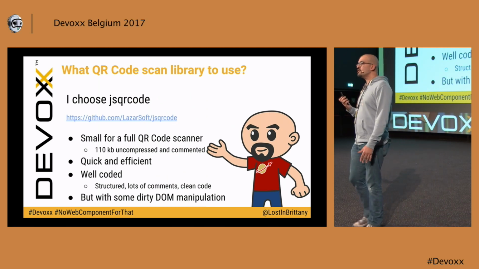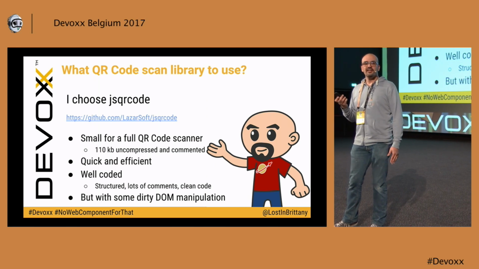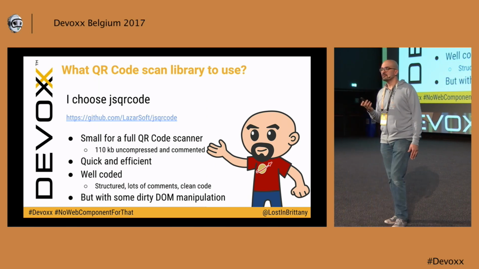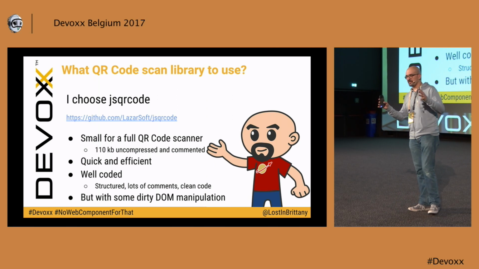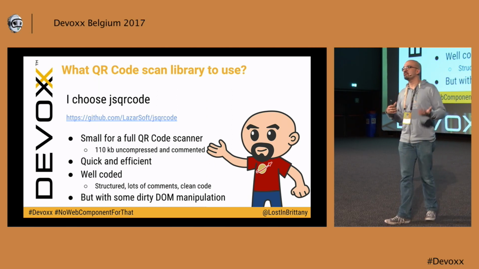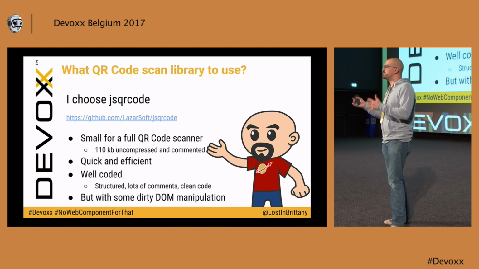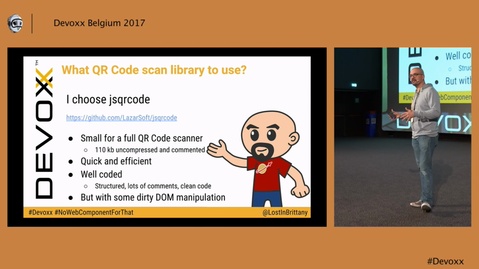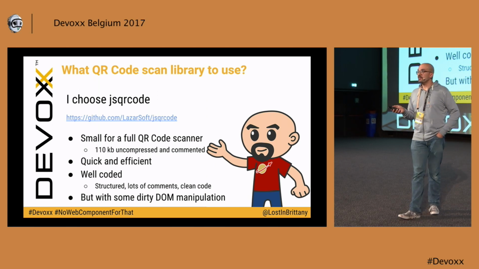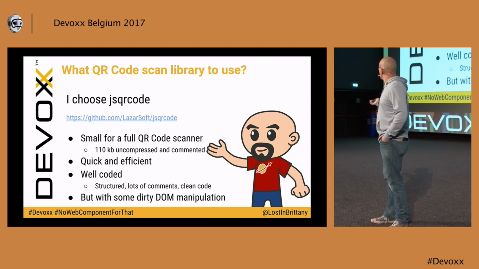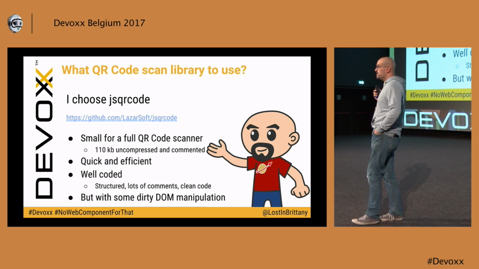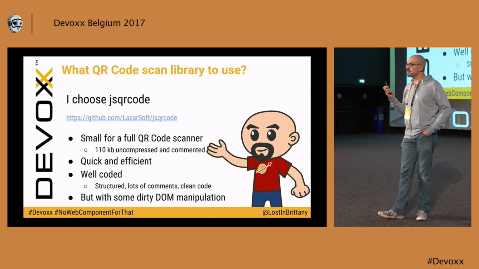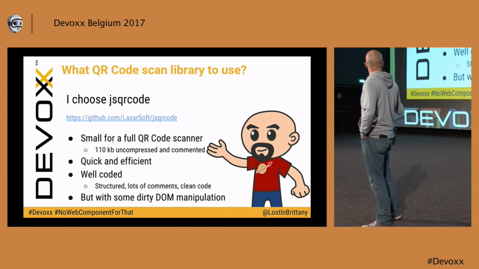There were lots and lots of QR code scanner JavaScript libraries. I tested a lot of them. Most of them didn't work as intended. Several of them didn't work at all. So I took the three or four that worked. I did the same kind of analysis as last time. I wanted something small, something quick, something well-written. And I chose JS QR Code by Lasersoft. It's a good library. It's also an old library. It was small, it was quick, it was well coded, but I hadn't seen it did some dirty DOM manipulation, and it was going to come back after me sometime later.